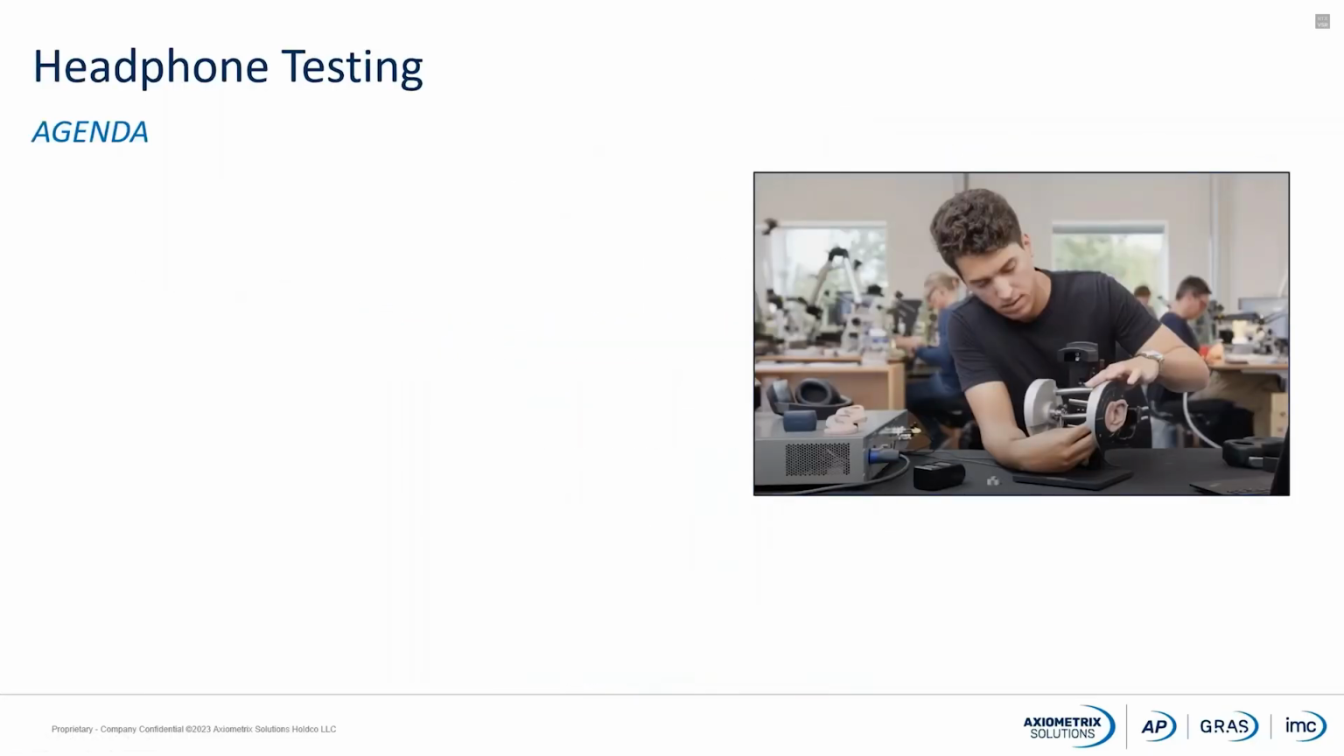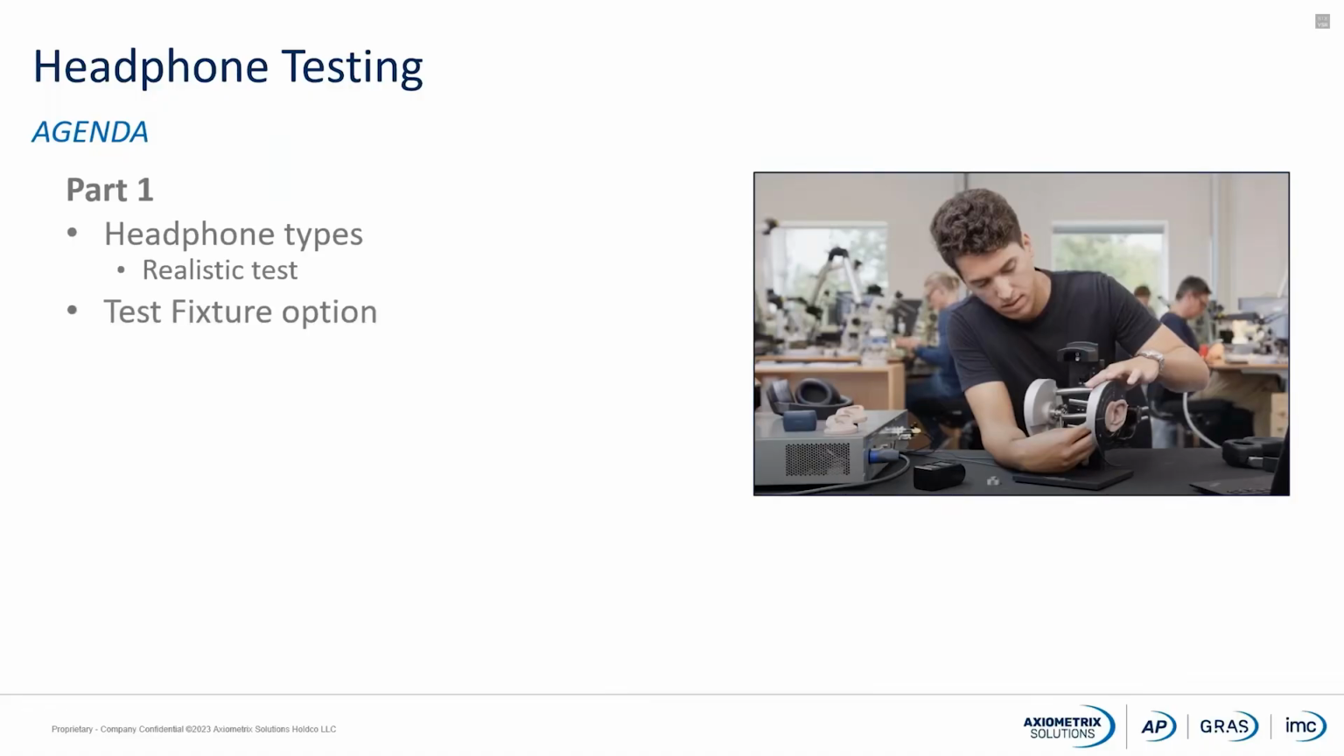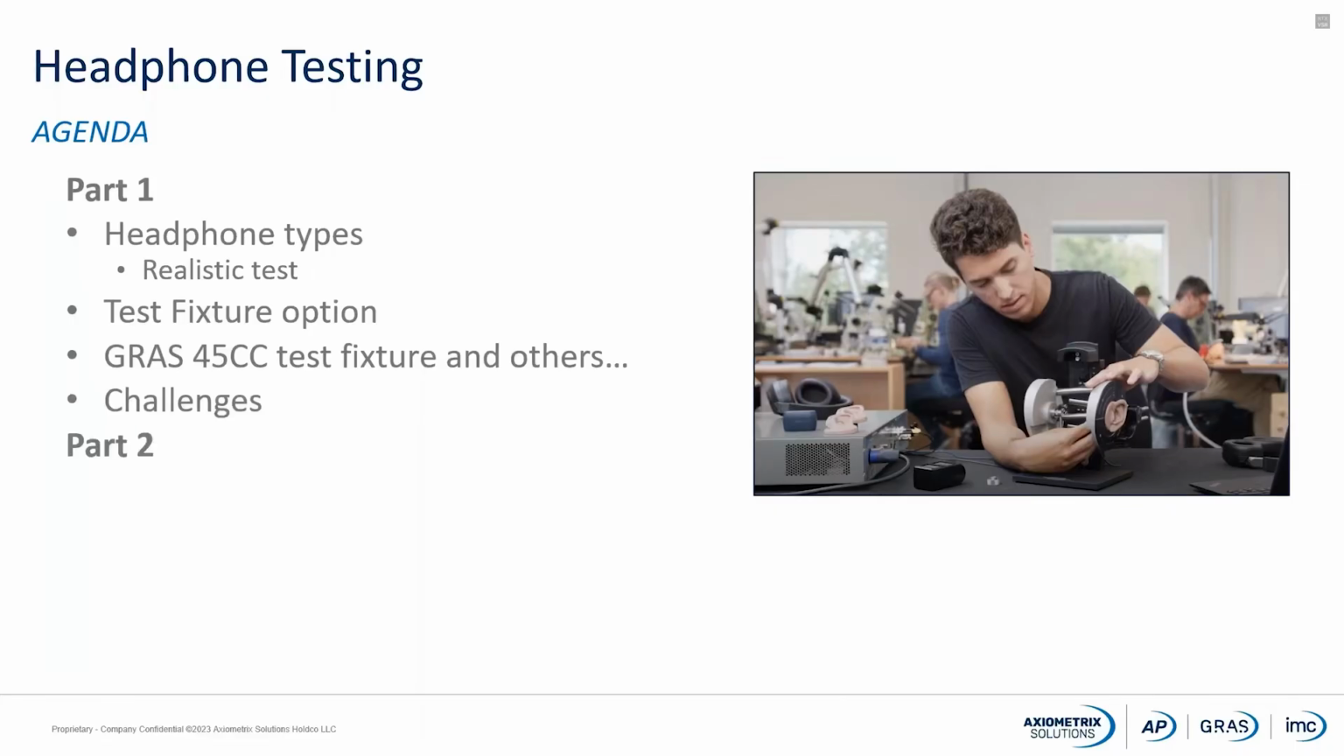Let's have a look at today's agenda. In part 1, we will have a look at headphone types. We will have a look at realistic test. We will look at different fixtures, and we will have a closer look at the Grass fixture 45cc. Then we will look at challenges when doing test of headphones. And after that, part 2 will start, where Santiago will take over.